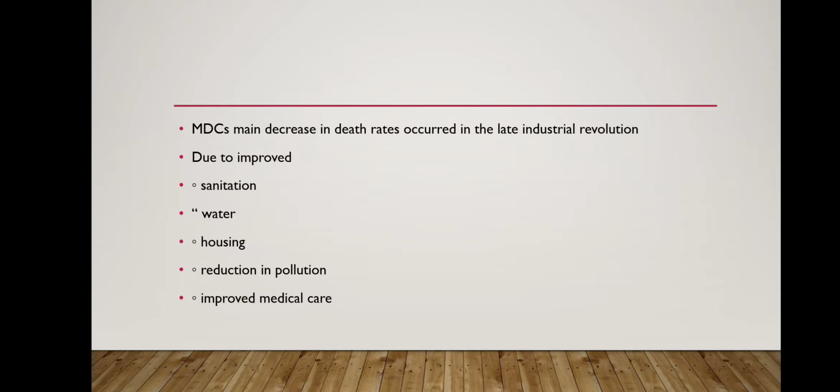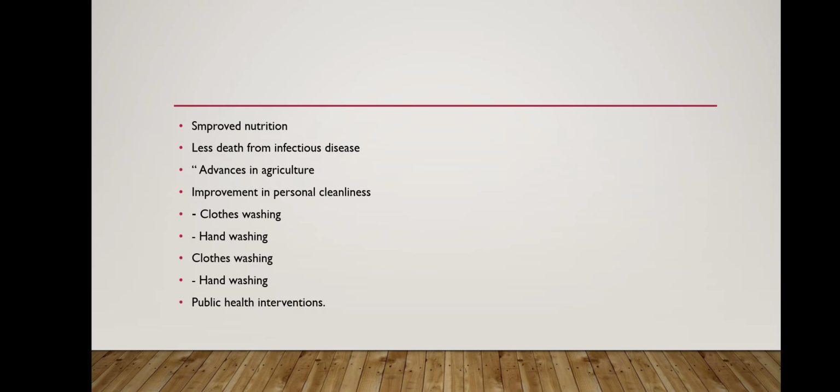MCDs means decreases in death rates that occurred in the late industrial revolution, due to improved sanitization, water, housing and reduction in population. We improved our medical care, improved our nutrition, had less death from infectious disease and advances in agriculture. Improvement in personal cleanliness, clothes washing, hand washing and public interventions are the factors included.